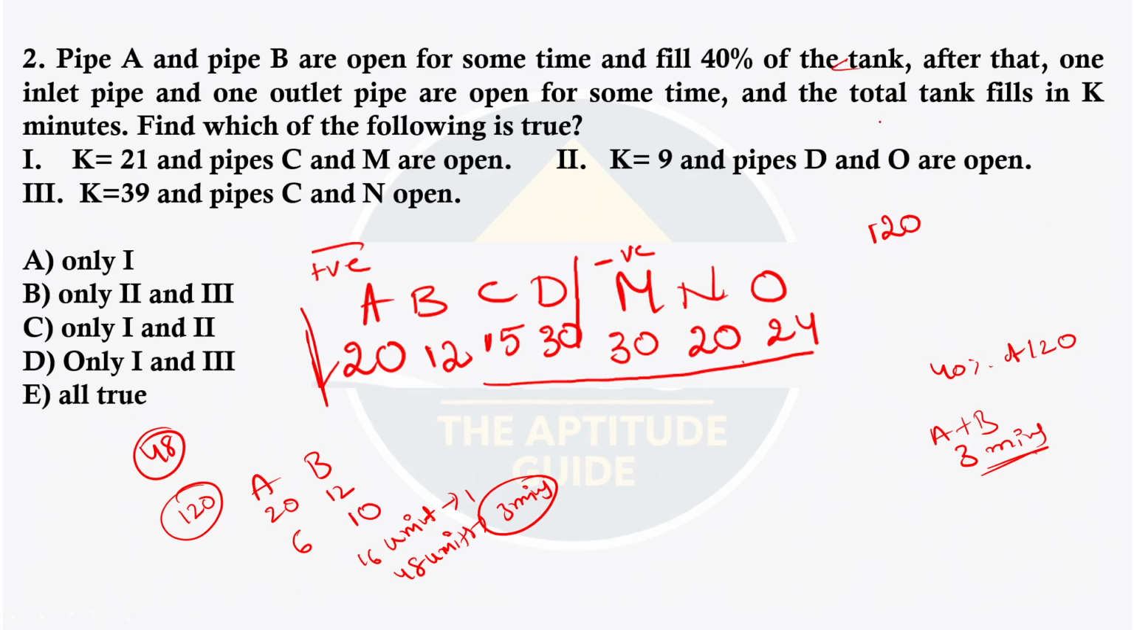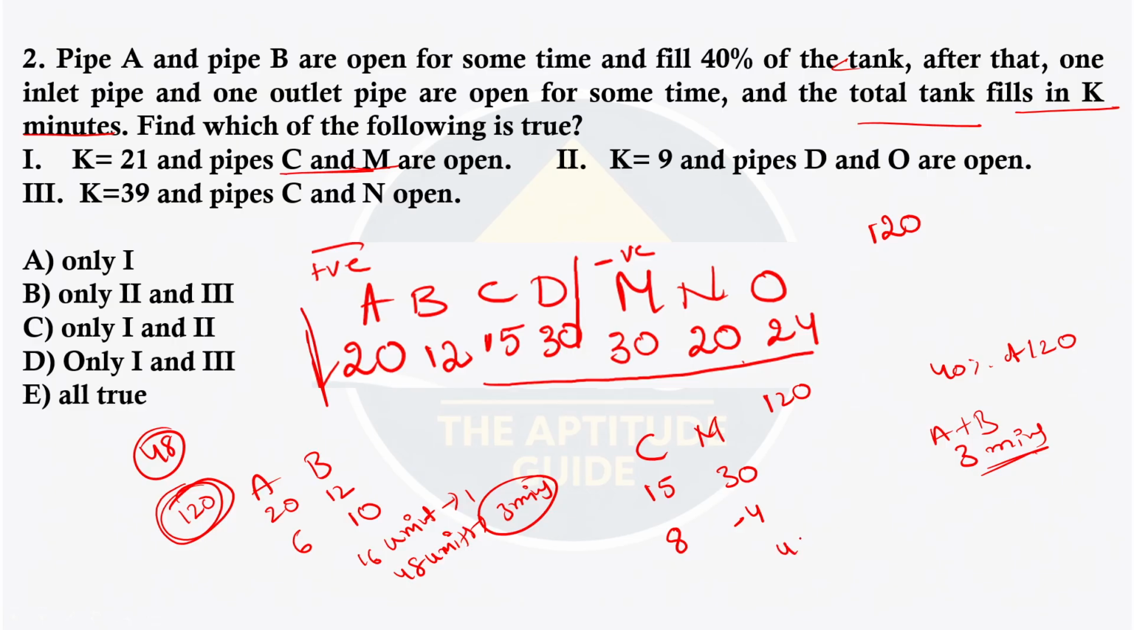and the total tank fills in K minutes. Find which of the following is true. Okay. If C and M are open, the total tank is filled in K minutes. Fine. If C and M are opened simultaneously, C is 15, M is 30. As previously we assumed it as 120. Either you consider it in terms of percentages or make sure the capacity of the tank is the same in both the cases. Fine. I assume the total capacity of the tank is same. Let it be 120. So C can fill 8 units per minute. M can empty 4 units per minute.